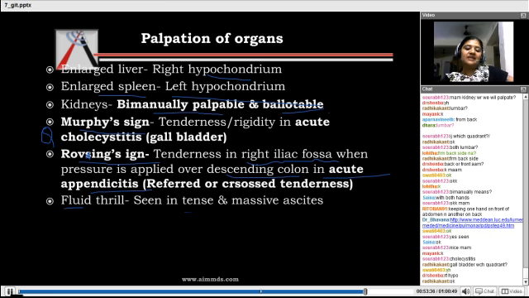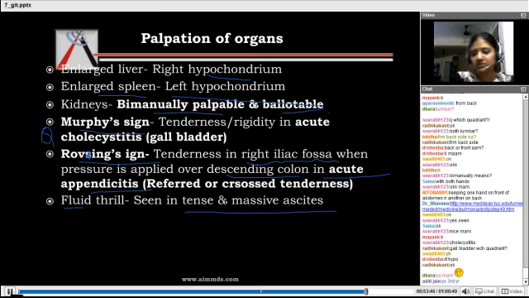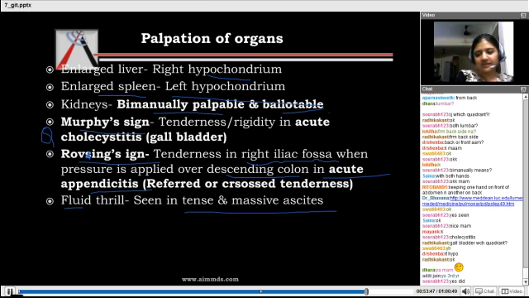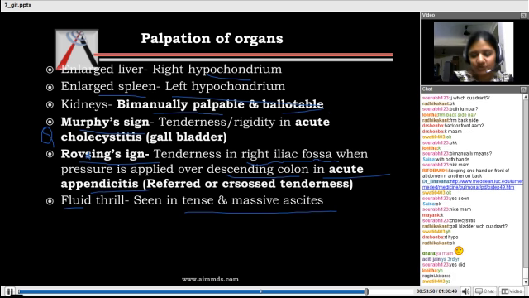Then we have something called fluid thrill. Whenever there is a tense or a massive ascites, this is something that you guys must have done as an inspection in general medicine. Can you guys recollect doing the test for fluid thrill? When you tap, you will be able to feel that. Yes.